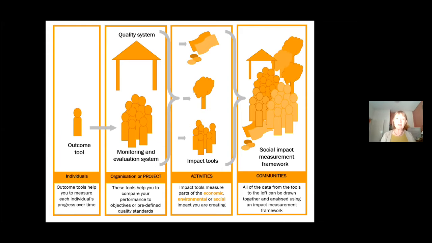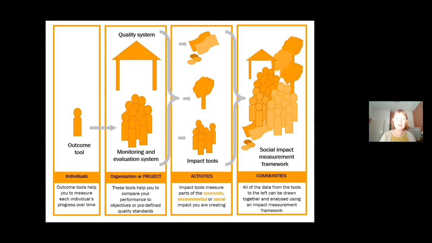Was life made better for them? Did they get to where they needed to get to? And we call that an outcomes tool. And there are different versions of those. And people have talked about distance travelled. How much has somebody changed as they've gone through, as they've received our support?